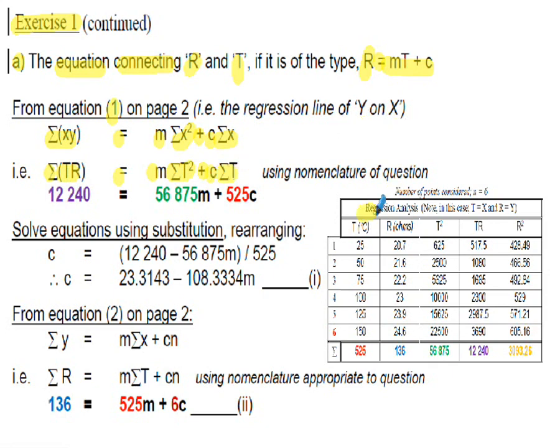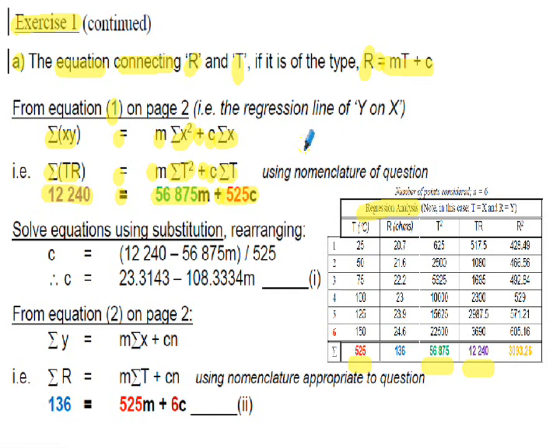I've repeated the regression table from the previous slide purely for convenience here. So put in the values, summation of TR in our table, that would be 12,240. The value on the left hand side, that's equal to m times summation of the T squared terms, that's 56,875, so 56,875m, plus c times summation of T is 525, that's plus 525c.